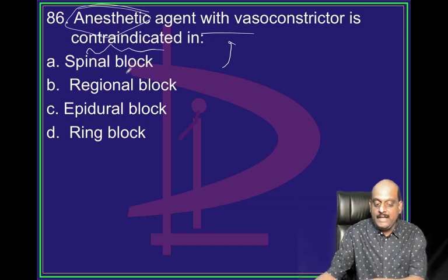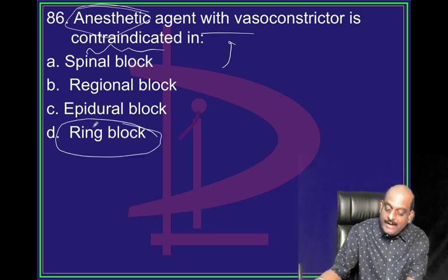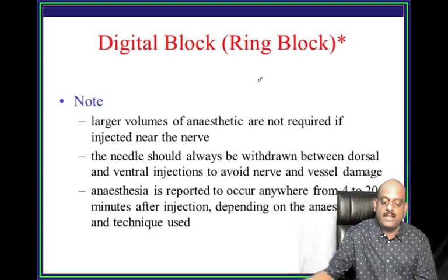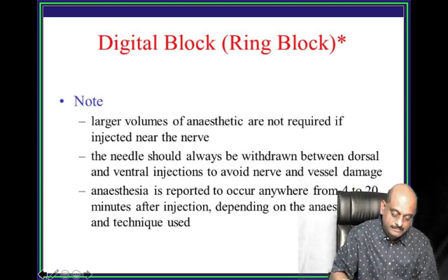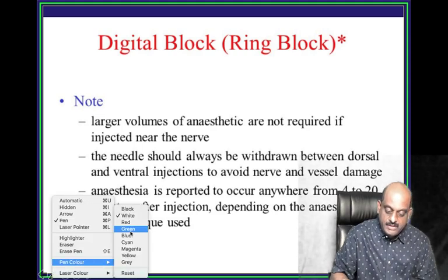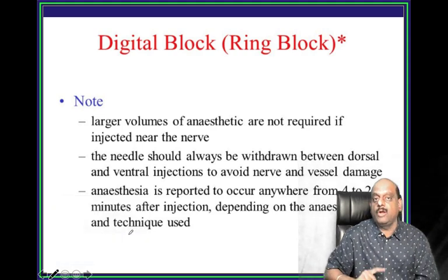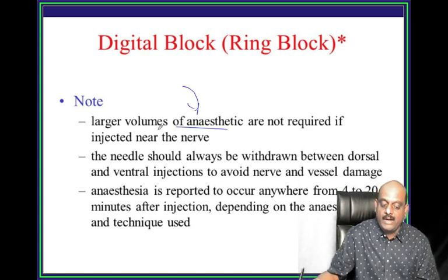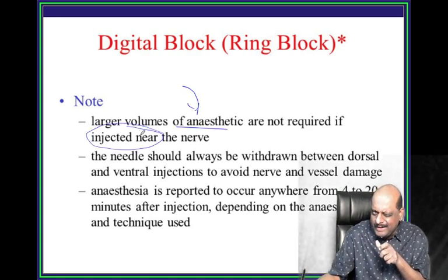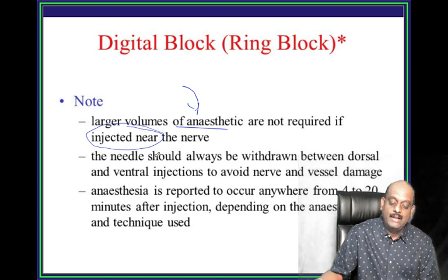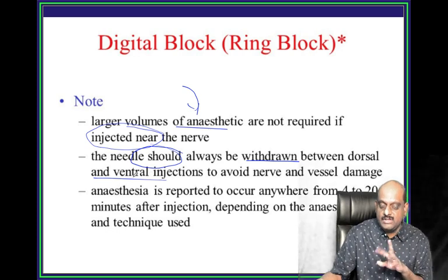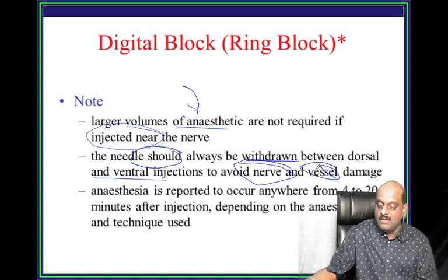So typically it is contraindicated in a ring block. So what is digital block, otherwise called ring block, doctor? Digital or a ring block? A large volume of anesthetic is not required if you happen to inject near the nerve. The needle should always be withdrawn between dorsal and ventral injections to avoid nerve and vessel damage.